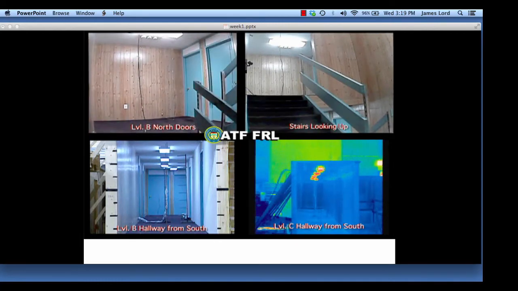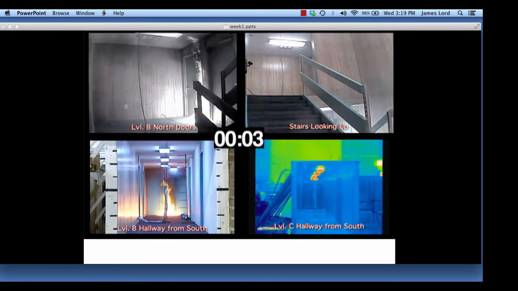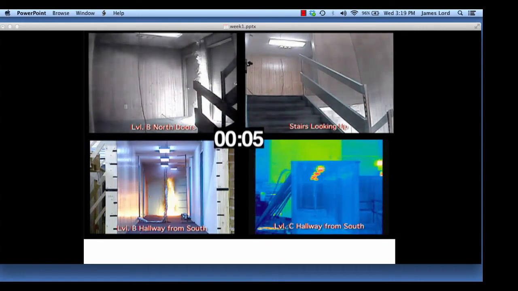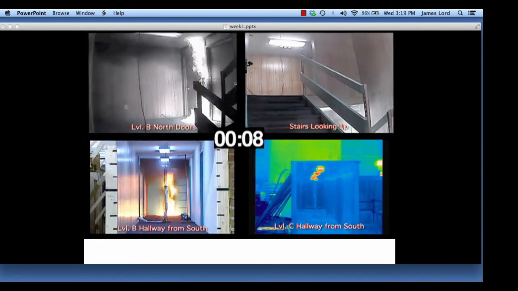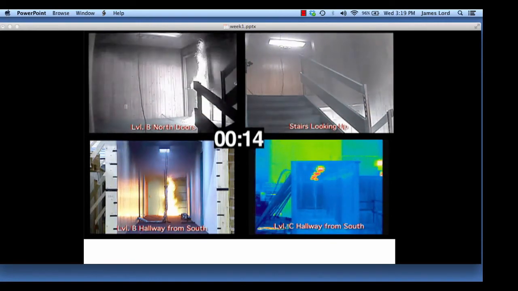Something to notice as we look at this: remember, the first test we had flashover in a little under 2 minutes. As this one grows, a lot of our heat, instead of being sort of trapped and focused on one level, is going to start spreading around. It's already moving up the stairs, spreading up a little bit. You'll be able to see some of the heat in that infrared view in the bottom right. Right about now it's coming in.